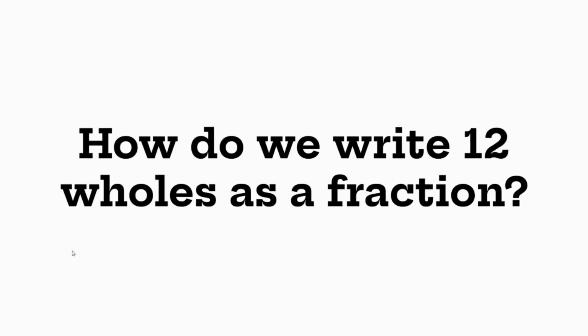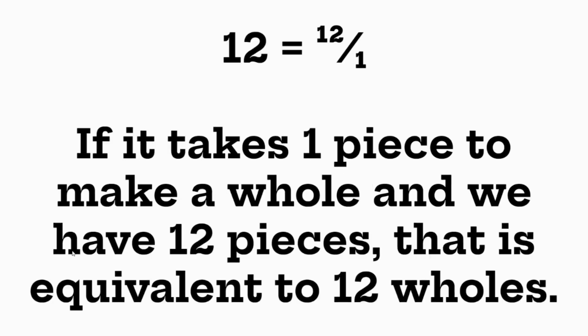So we're going to go ahead and write this problem. We're actually going to write 2/3 times 12, but before we do that, we have to learn how to write 12 wholes as a fraction. And this is how you write it as a fraction. 12 wholes is the same as 12 over 1 whole. And if you look at that, that should make sense to you, because if it takes 1 piece to make a whole and we have 12 of them, that's the same as 12 wholes.